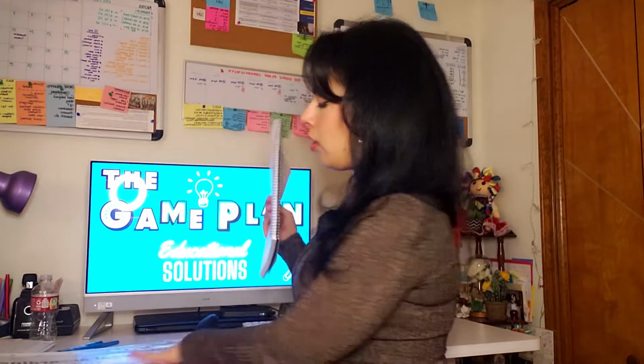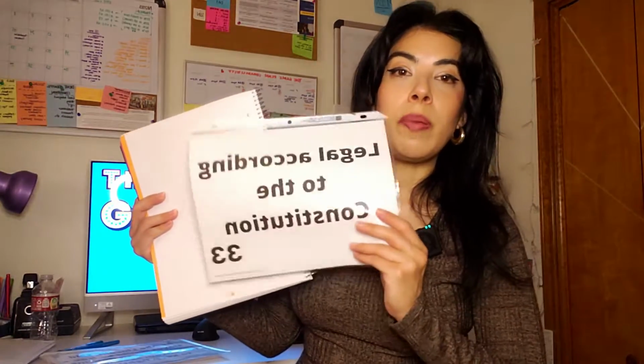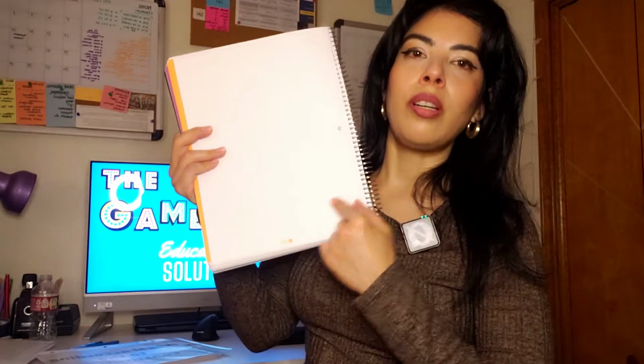So again, they'll be using that to determine which definition, which word, which term is being described in the definition. So on slot number 33, they would write, legal according to the Constitution, that's going to be constitutional, okay? So they would write down for their word, constitutional.